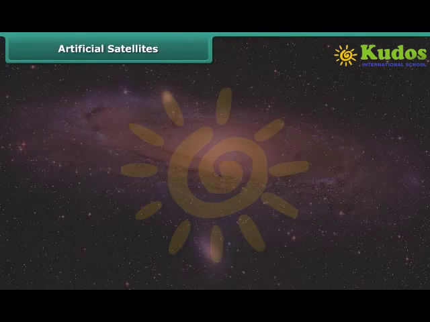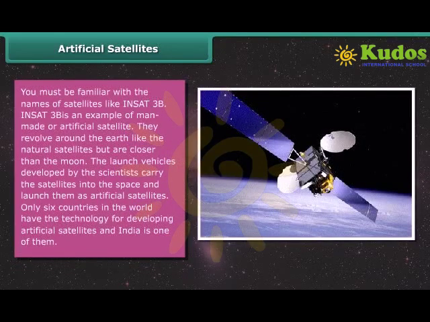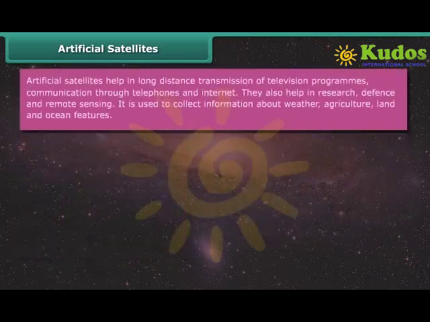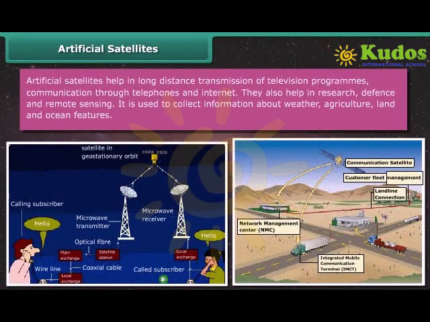Artificial satellites. You must be familiar with the names of satellites like INSAT-3B. INSAT-3B is an example of a man-made or artificial satellite. They revolve around the Earth like the natural satellites but are closer than the Moon. The launch vehicles developed by the scientists carry the satellites into space and launch them as artificial satellites. Only 6 countries in the world have the technology for developing artificial satellites, and India is one of them. Artificial satellites help in long-distance transmission of television programs, communication through telephones and internet. They also help in research, defense, and remote sensing. They are used to collect information about weather, agriculture, land, and ocean features.